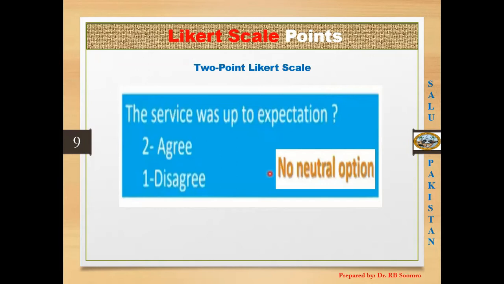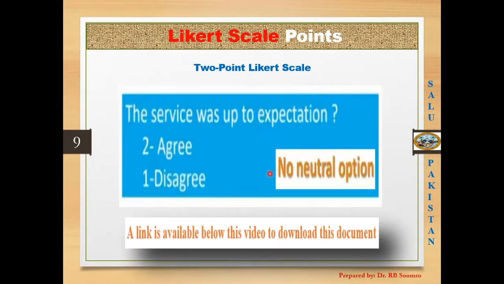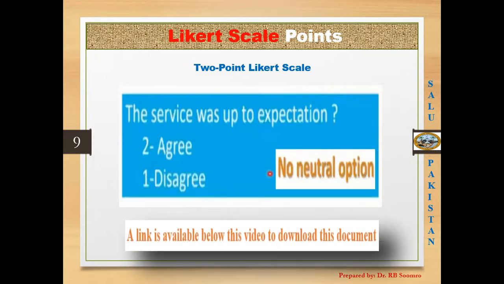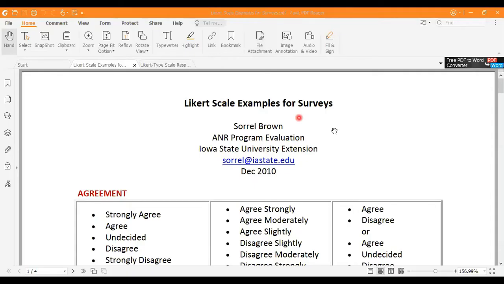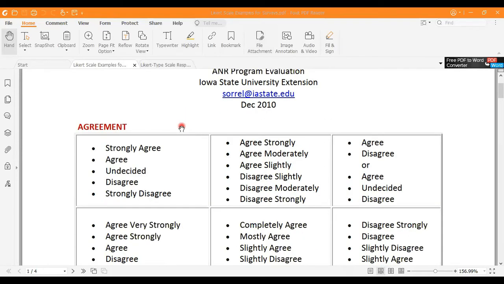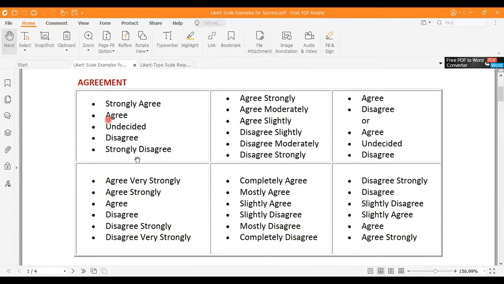Now we have some information about the scales. Next I am going to show you the types of scales. For this purpose, we have to refer to two PDF files. First, we are looking at Likert scale examples for surveys. Most people know about this one, the agreement scale: strongly agree, agree, undecided, disagree, strongly disagree. These are 5-point and 7-point Likert scales.